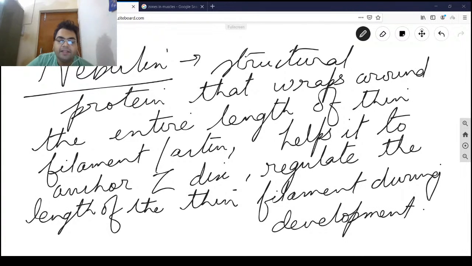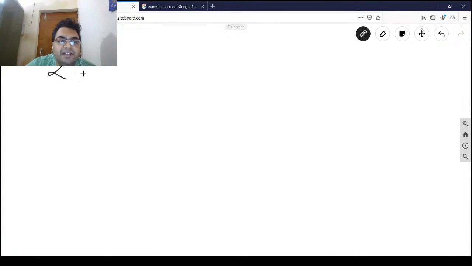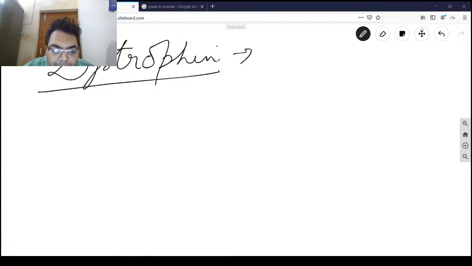Okay. Then we come to dystrophin. I should say this is the most important protein. It is overlooked while teaching, but it is the most important protein. That's why I have included this one also. A DMD question is asked in NEET also. Duchenne muscular dystrophy. So dystrophin. It is such an important protein that it helps to link the thin filament of sarcomere to the integral membrane proteins present in the plasma membrane of sarcolemma.